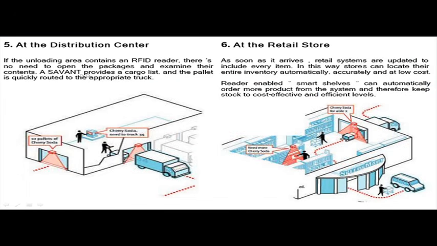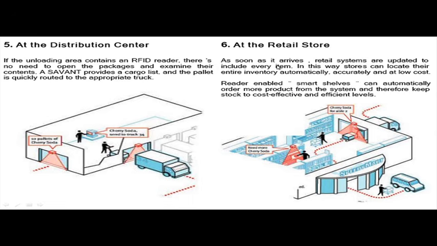Next, at the distribution center, if the unloading area contains an RFID reader, there is no need to open the packages and examine their content. A Savant provides a cargo list and the pallet is quickly routed to the appropriate truck. This is what we also discussed while talking about RFID in the warehouse.